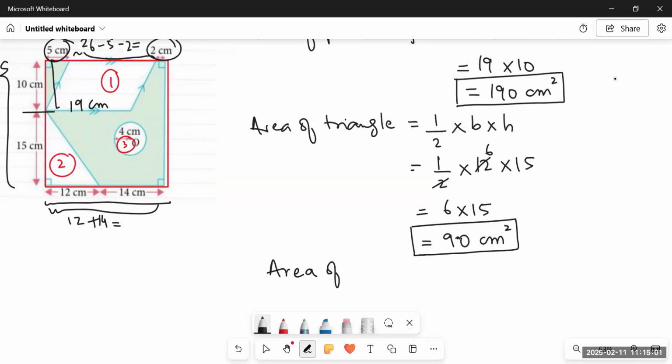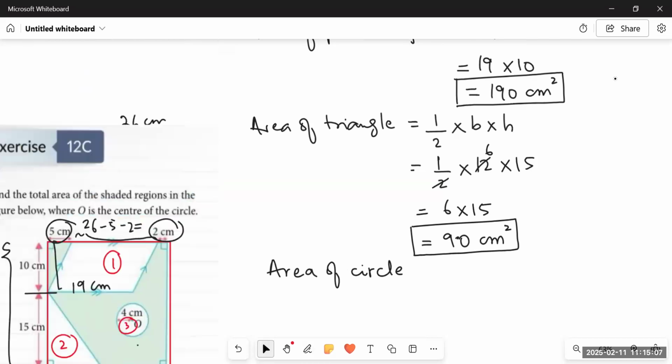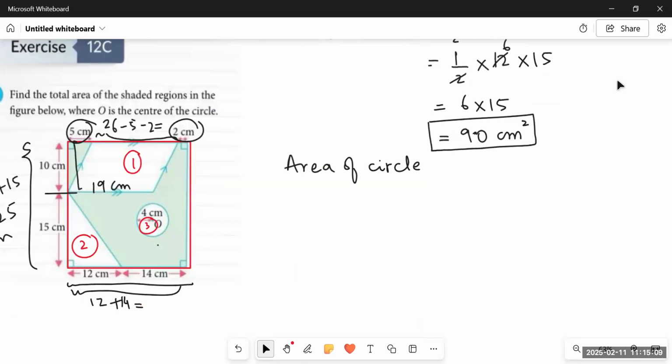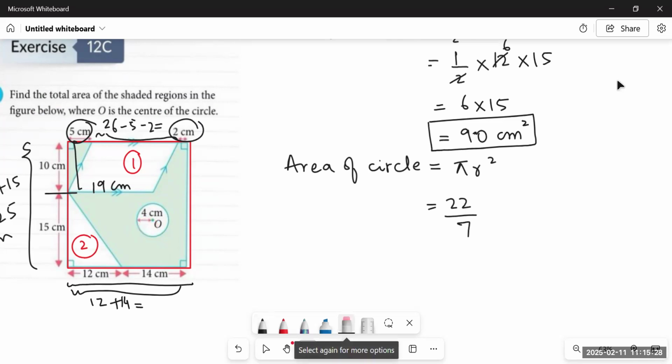So basically, we are dealing with all types of shapes, parallelogram, quadrilateral, triangle, circle, all are included in this particular question. So how do we find the area of a circle? We know that the area of a circle has the formula pi r square. The value of pi is constant, that is 22 upon 7, so we'll keep it as 22 upon 7. R is given as the radius. Radius is 4 centimeters. It's already given as you see.